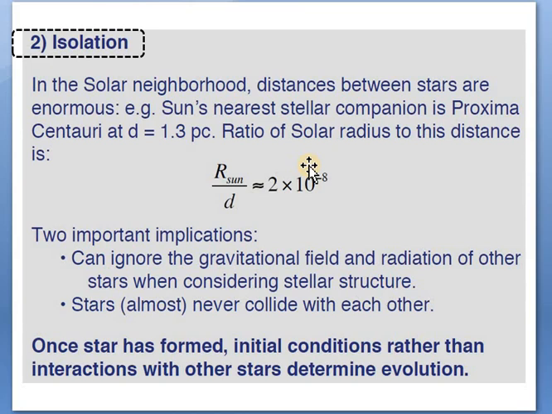So this means that once the star has been formed, the initial conditions, rather than interactions with other stars, determine evolution. Now this is true for single star systems. We do know that there are also binary stars, and for those, this statement is absolutely incorrect. In the case of a binary star, it is the interaction with its binary pair that will determine its evolution. I will talk more about it when I talk about Roche lobes and binaries.